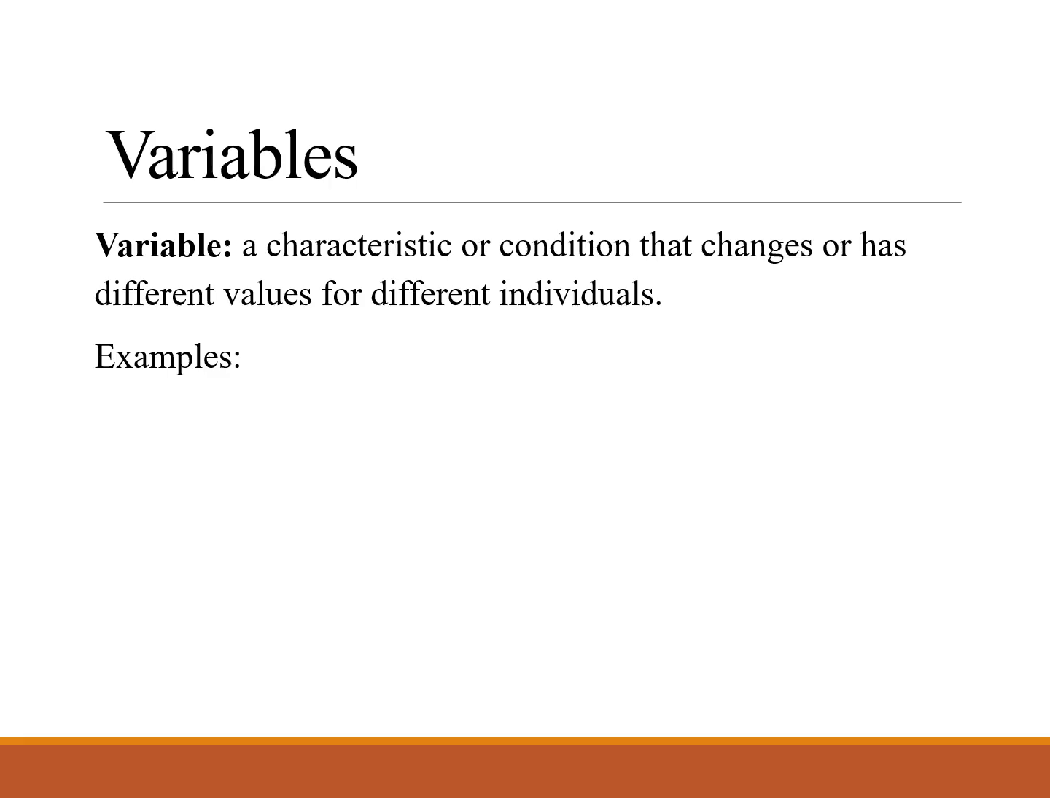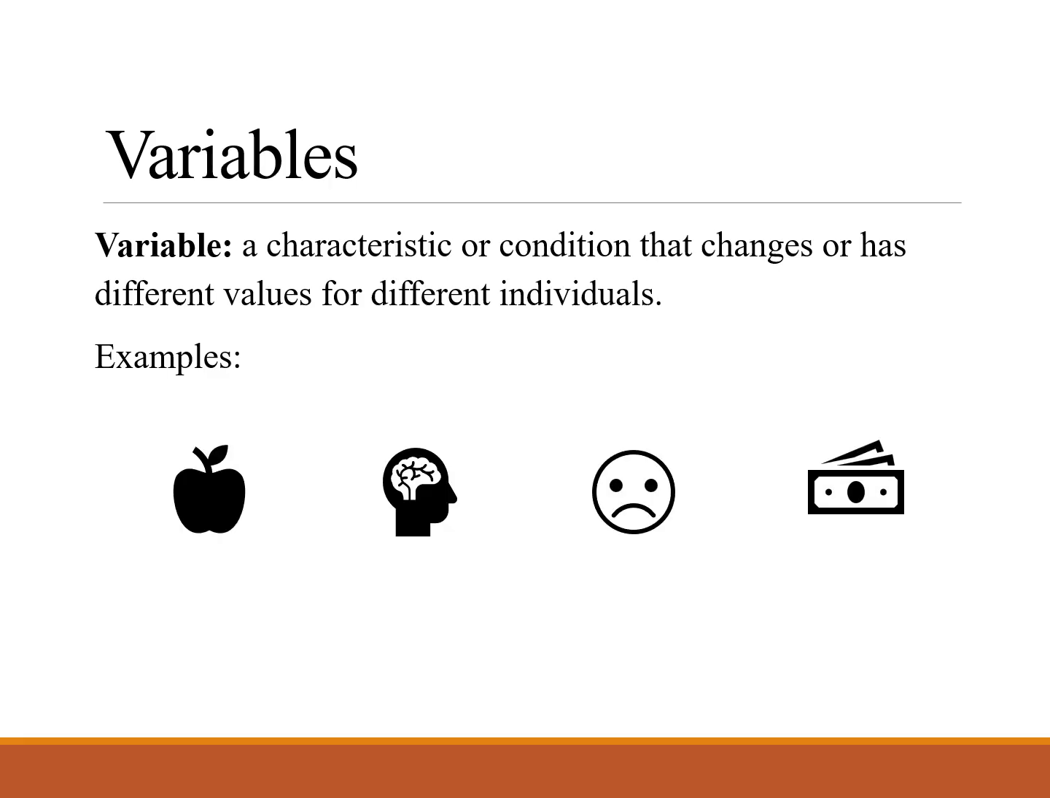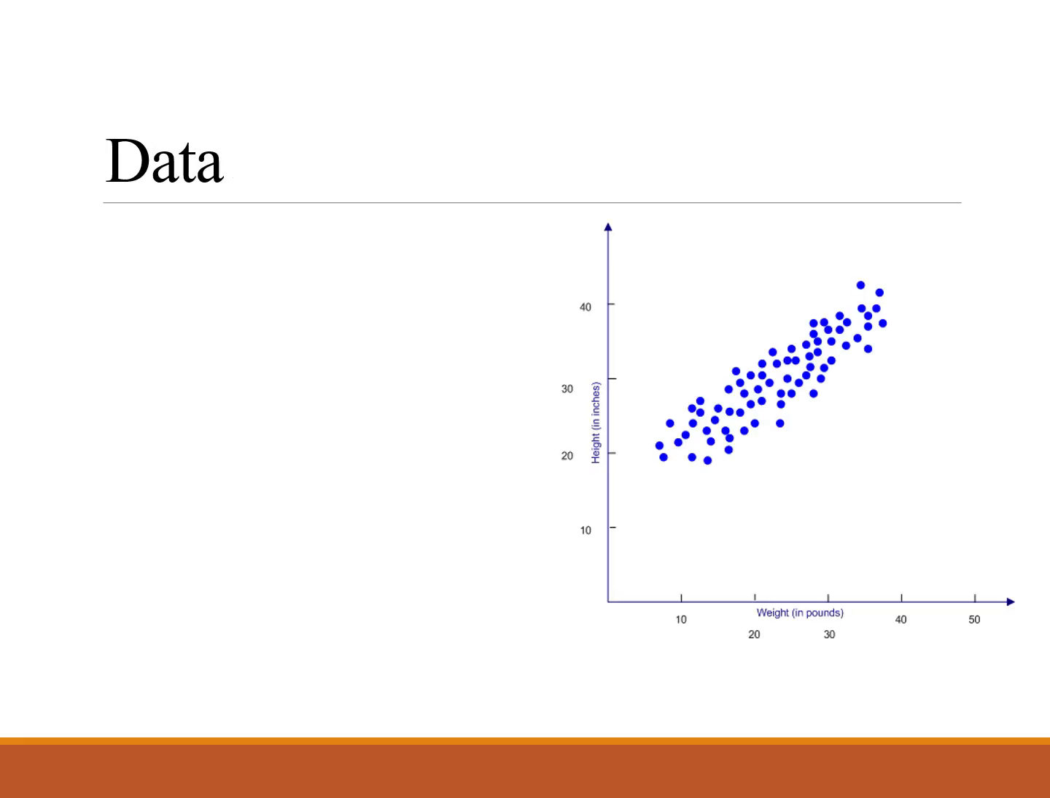In any study, we have a number of variables, which are characteristics or conditions that change or have different values for different individuals. Maybe it's someone's diet, their intelligence, their mood, or maybe their income. I like to think of variables as anything you might be interested in examining. From measuring variables, we obtain data. Data is plural and refers to measurements or observations.